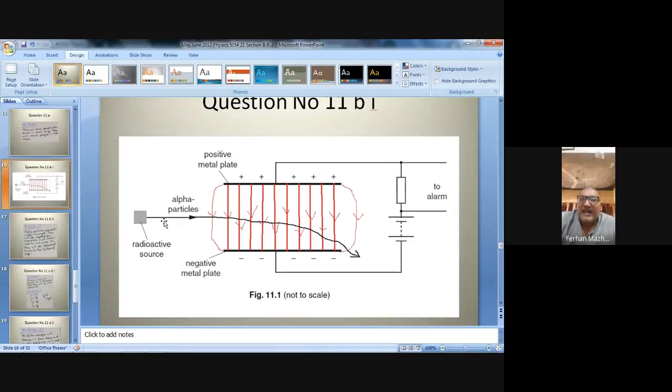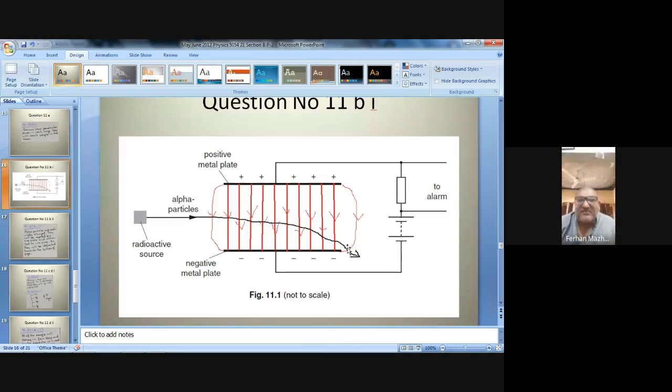Alpha particles are positively charged. So they will be repelled by this positive plate and attracted to this negative plate. When the alpha particles pass through the electric field, they will be deflected towards the negative plate, towards the bottom of the page. And why? Because they are positively charged.